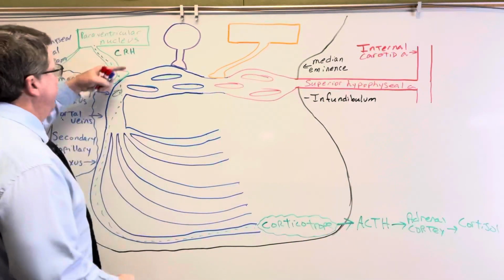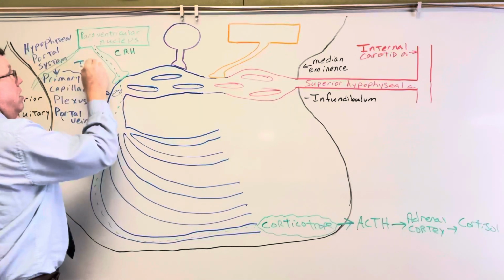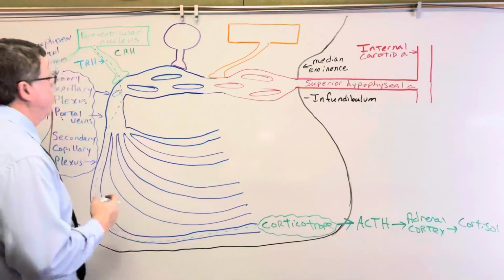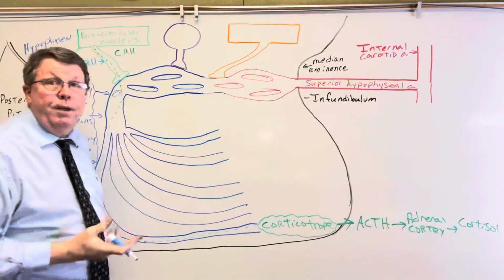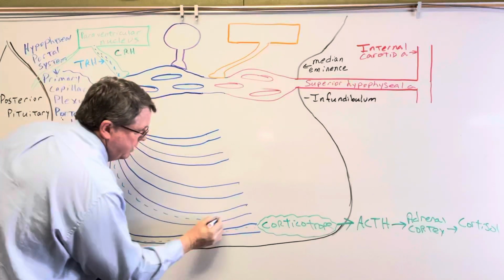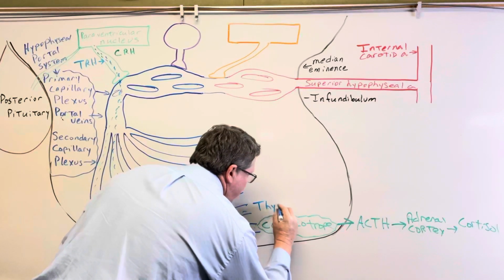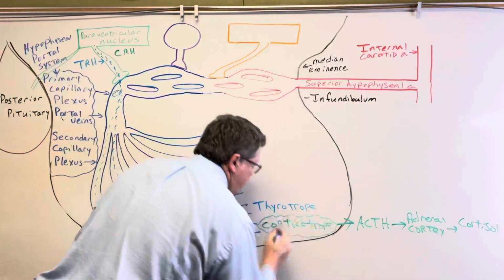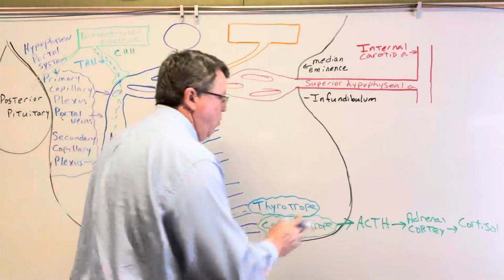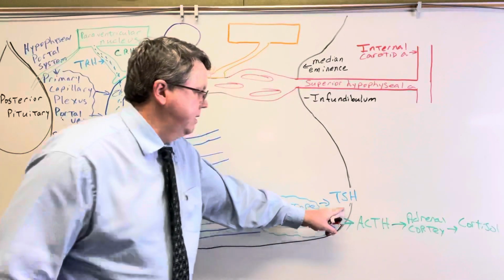So now, the other thing that's going to be released out of here is we have something called TRH. TRH stands for thyrotropin releasing hormone. This is going to be released by the paraventricular nucleus. It's going to come down into here, it's going to go into here, and then what's going to happen is it's going to get to here, and it's going to go to a cell called a thyrotrope. And then what the thyrotrope is going to do is it's going to release a hormone that we are going to call TSH. TSH stands for thyroid stimulating hormone.